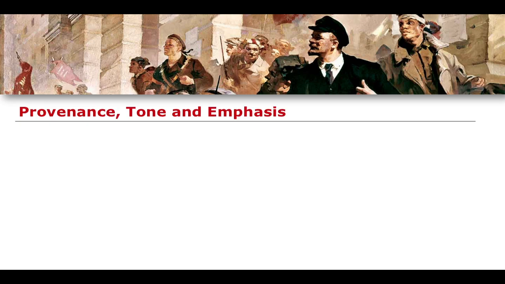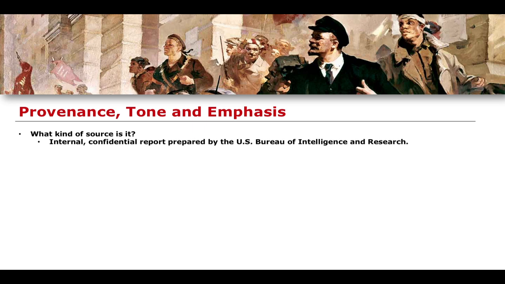So let's begin with the surrounding element of the source question, the provenance, the tone, and the emphasis of the sources. So let's think about this with reference to specifically the source in question. What kind of source is it? What kind of thing is it? What is actually the source in question? It's an internal, confidential report prepared by the US Bureau of Intelligence and Research.